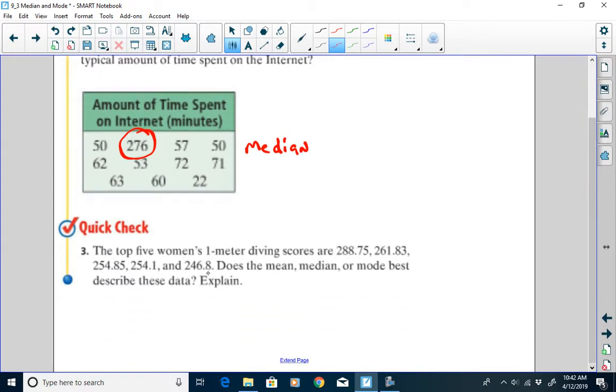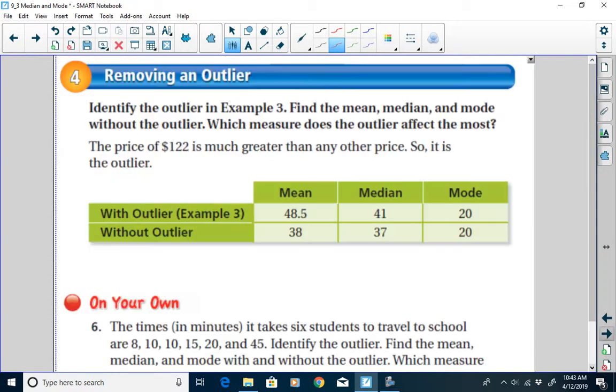All right? We're looking at our next example. The top 5 women's 1-meter diving scores are recorded. Does the mean, median, or mode best describe these data? The data is numerical, so it's not going to be the mode. I don't see any outliers here, so we could use the mean. Your mean would be your best measure of center here.